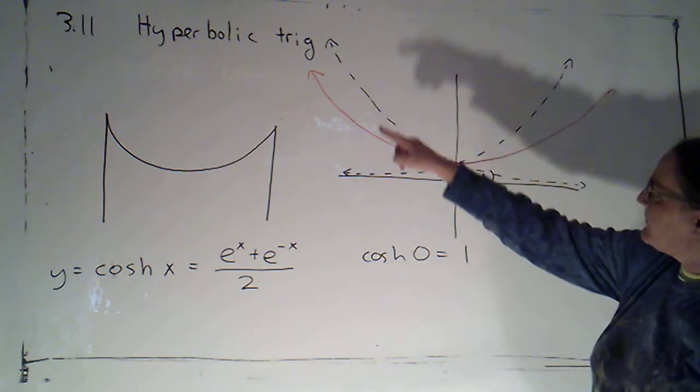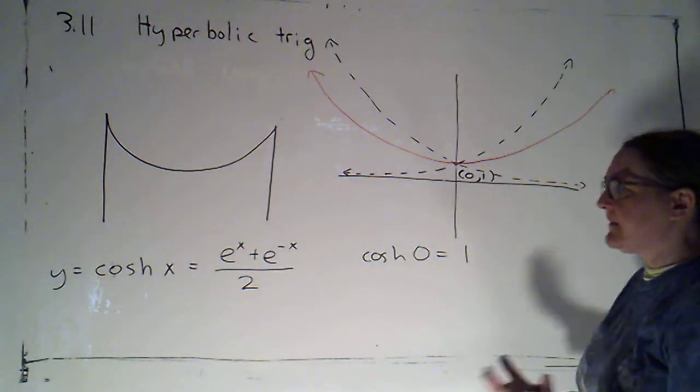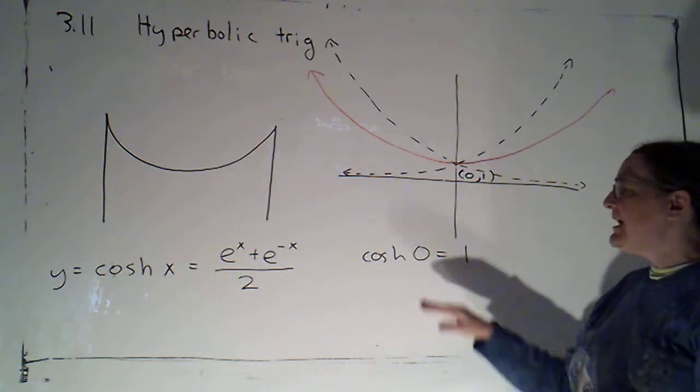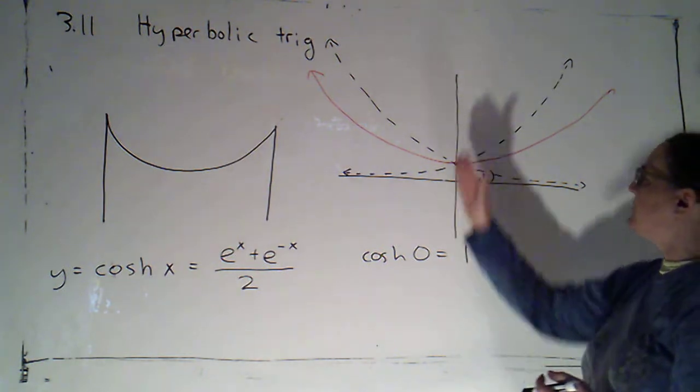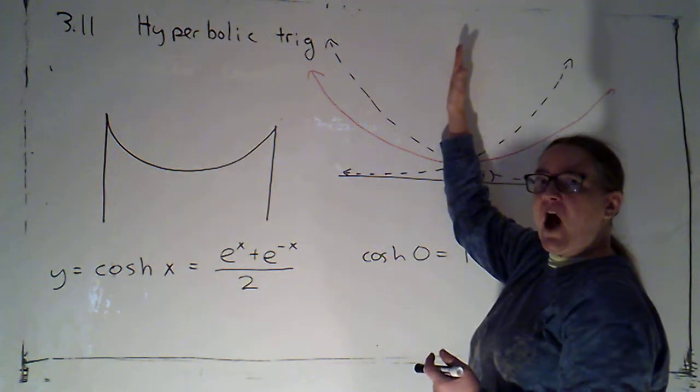This graph, it looks like, and it makes some sense based on the application of a hanging cable, that this is an even function. It looks like it's symmetric about the y-axis.